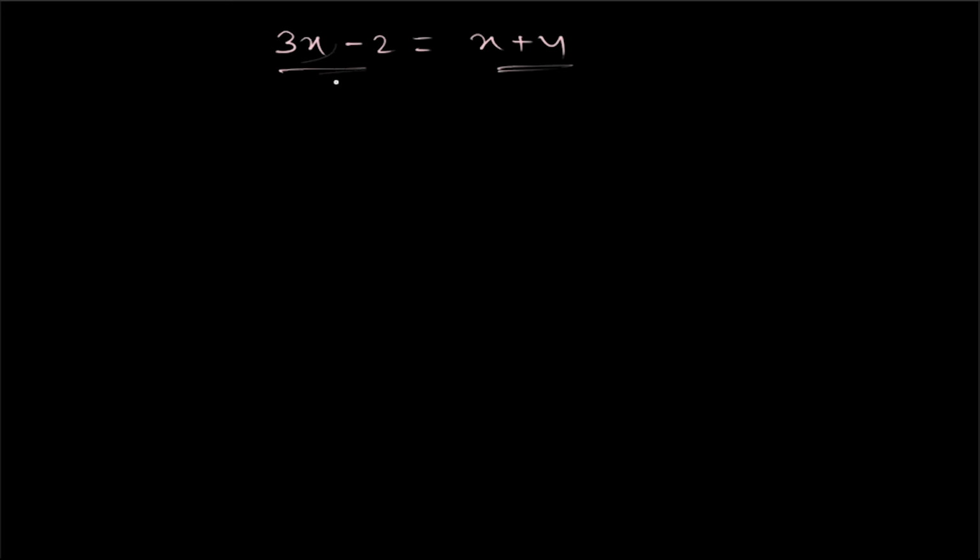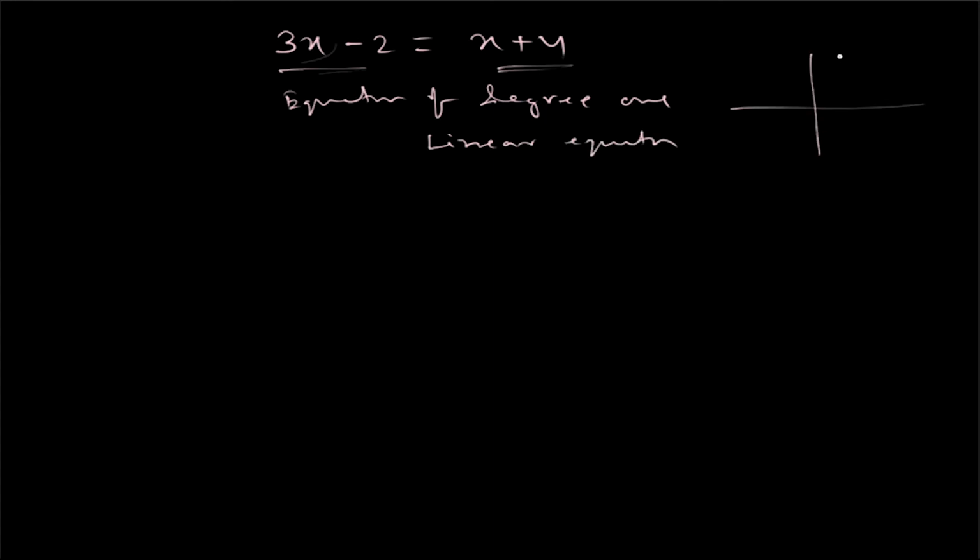So this equation is called a linear equation or an equation of degree 1. This is the equation of degree 1, or we can call it a linear equation. It is called a linear equation because in the xy coordinate system it represents straight lines. That's why it is called the linear equation.